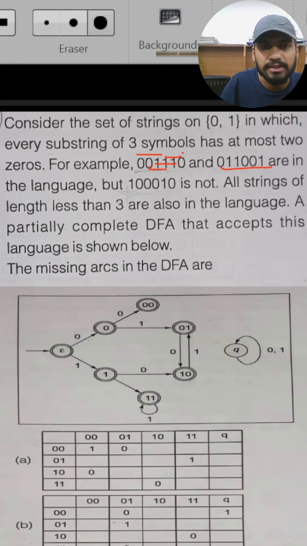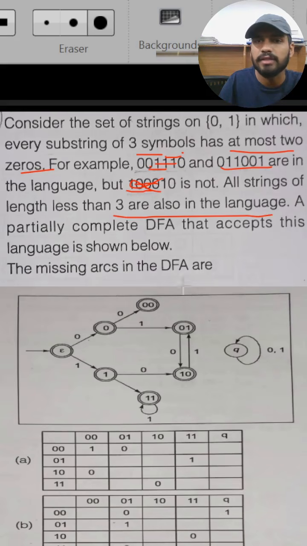If we see this string, in the first three symbols we have two zeros, which is valid. But the next three symbols are three zeros, which is invalid because we want at most two zeros. So this string is not acceptable. Also, it is given that all strings of length less than 3 are in this language, so the language accepts epsilon, strings of length 1, and strings of length 2 also.